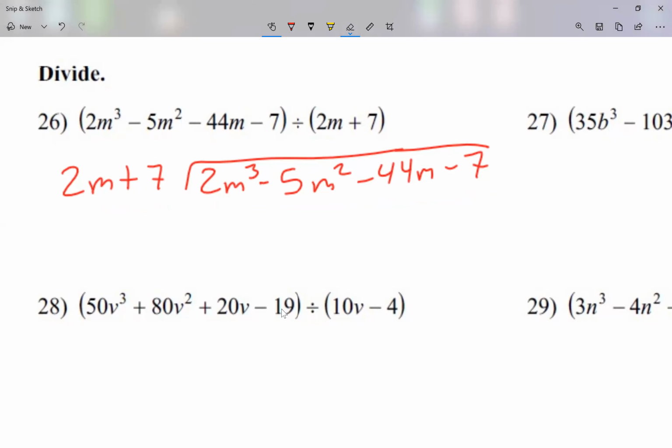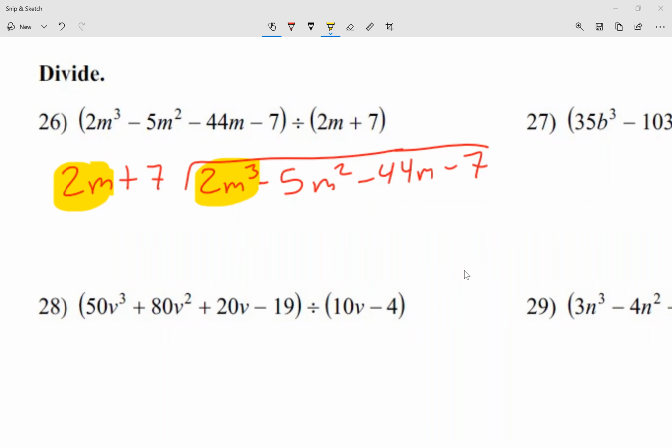Okay, so I'm going to divide here. First thing I'm going to do, I'm just going to look at the first term on the outside, which is 2m, and the first term on the inside, 2m to the third. Okay, so I need to figure out what I am going to multiply 2m by in order to make it 2m to the third. Now think about that. 2m times what? Like I said, think about it.